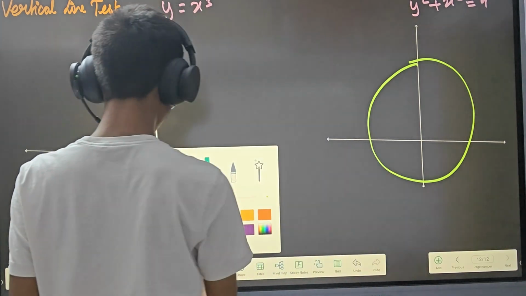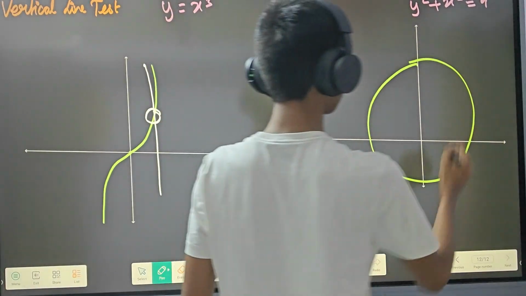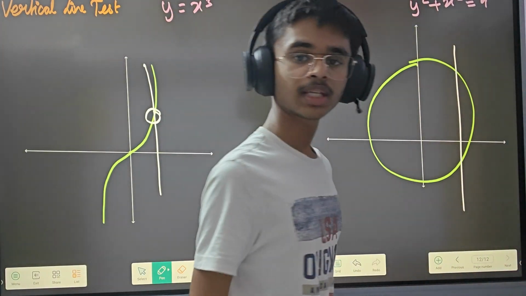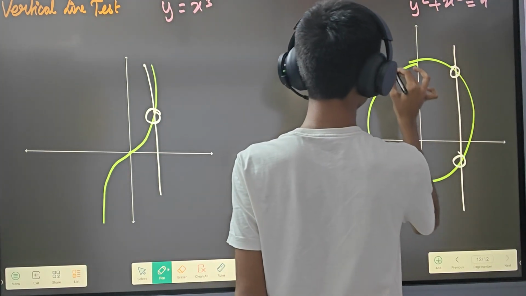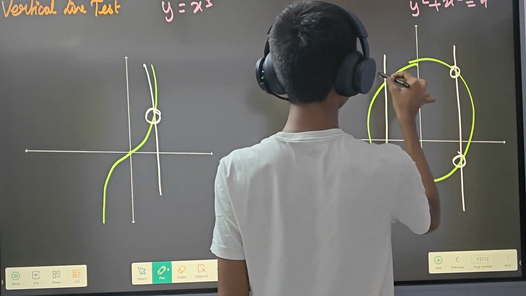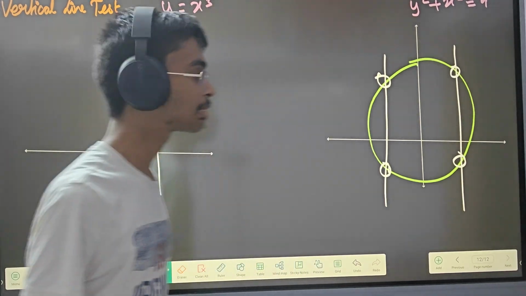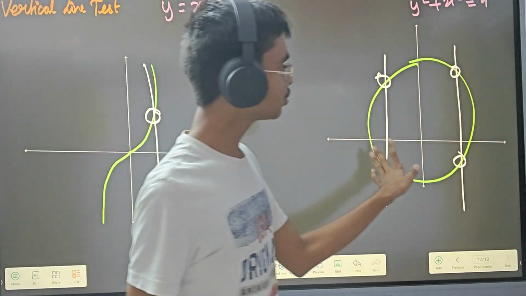Okay, like this it is going to be. See, draw a vertical line for this one. It is being intersected at two different points, over here one and another one. You also draw here, over here one, and another point is also being intersected over there. So it is being intersected at two different points.